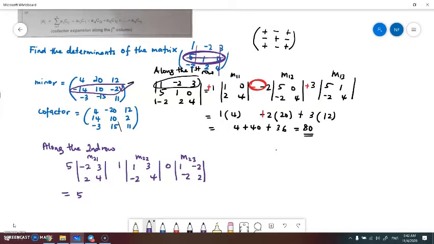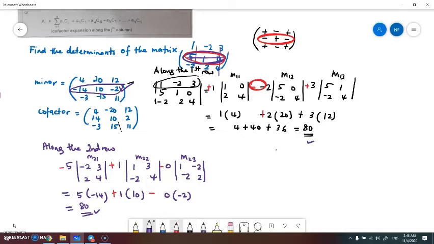Since you already have the minors here, we just continue. You have to multiply the element with the cofactor. If you take the second row, then you have to use negative, positive, negative. So here would be negative, positive, and negative. So 14 times 5, you will get 70, and then plus 10. So your answer would be 80. Your answer would be this.